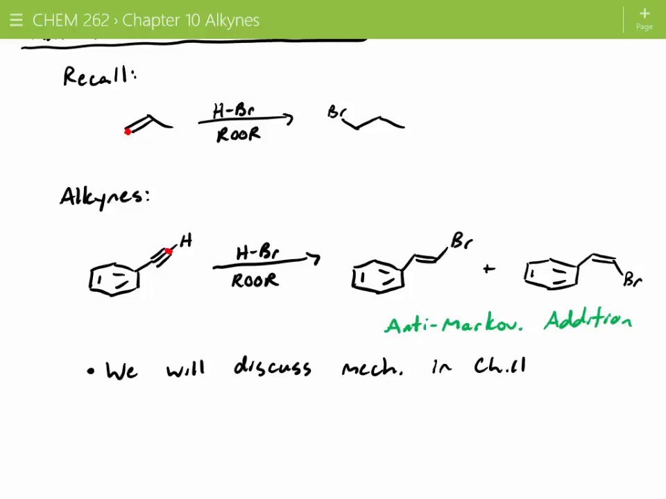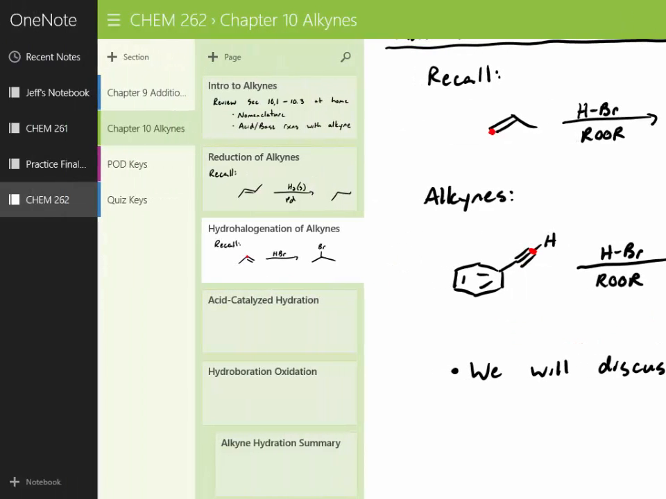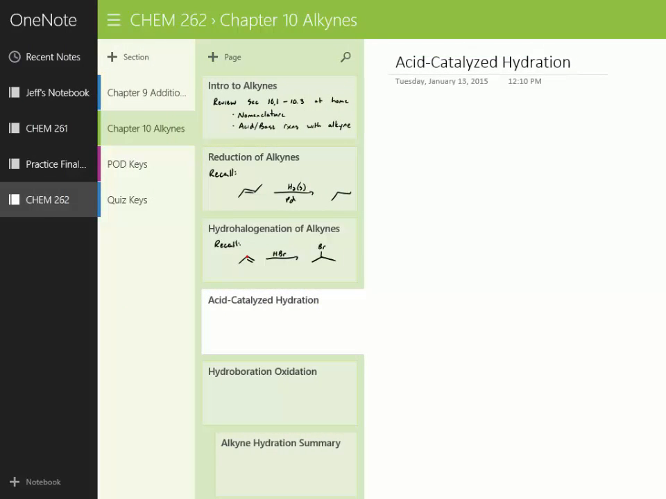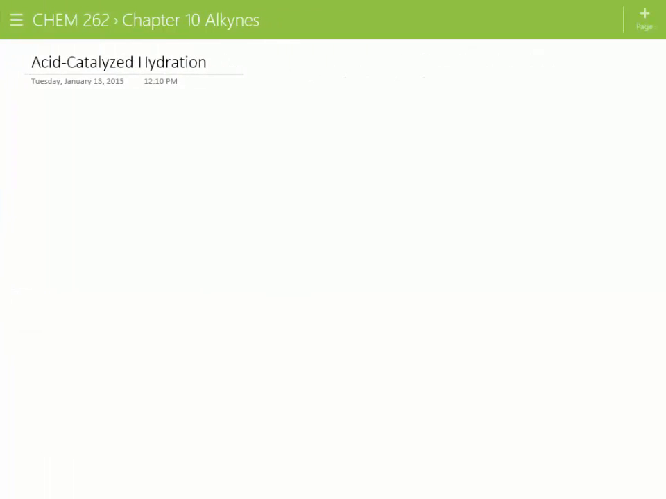Are there any questions on the hydrohalogenation reactions? No? All right, so not to sound like a broken record, but we're essentially going to rehash all of the reactions we covered last term, but with alkynes to see how they vary.